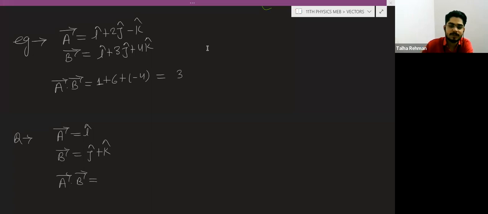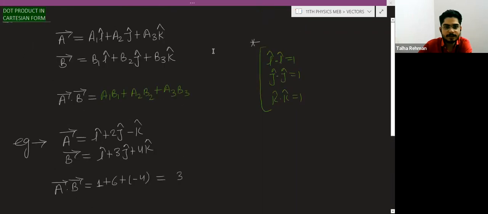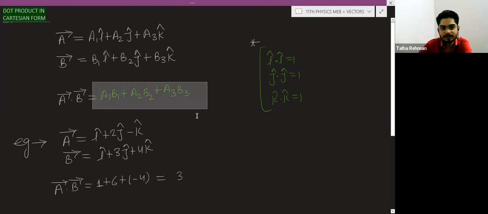No. See this. A dot B you have to find now. So how have we found A dot B here? See, I have just multiplied the coefficient of I cap, that is A1, to the coefficient of I cap, that is B1, of the other vector. A1 and B1. See here I have written it. Here the coefficient of I is 1, so I have multiplied 1 with 1, it is 1. Here is 2 with 3, 6, minus 1 with 4, it is minus 4.